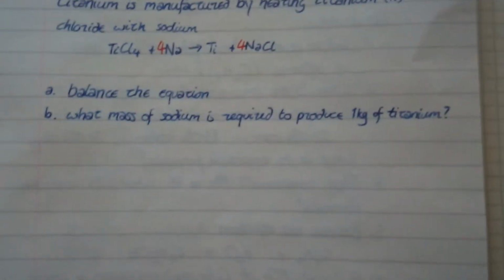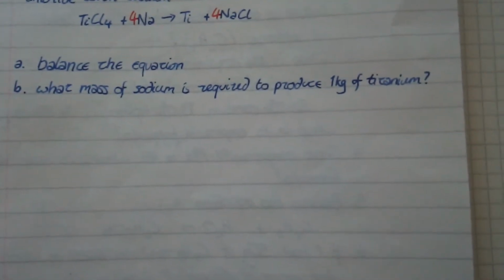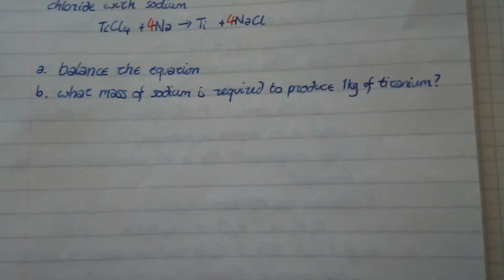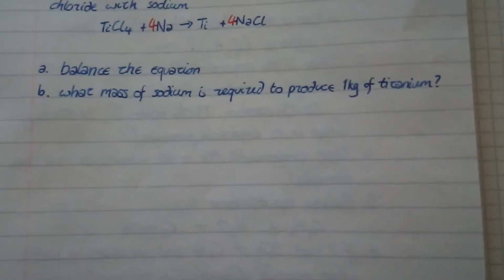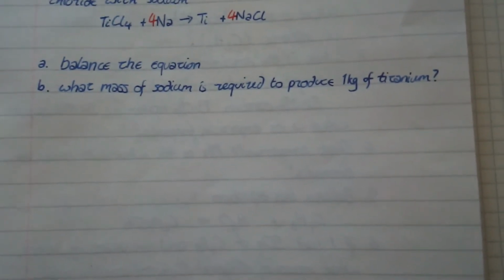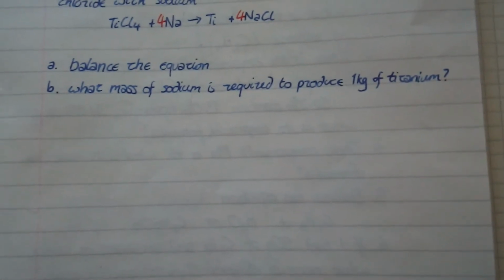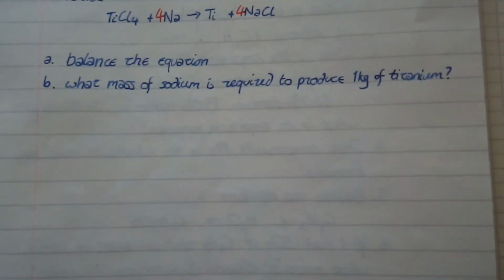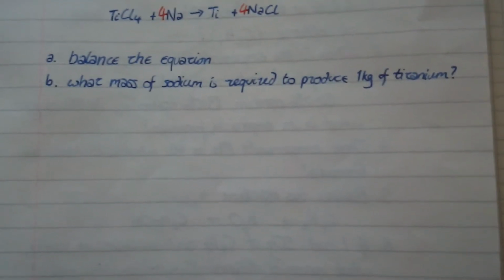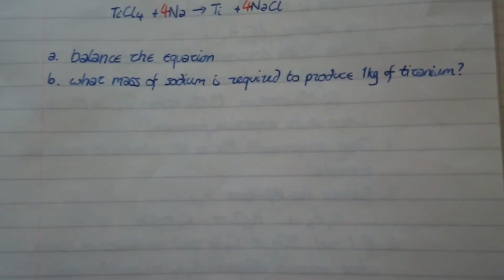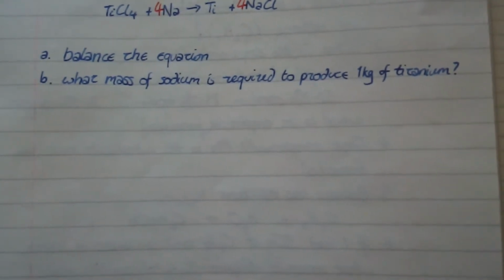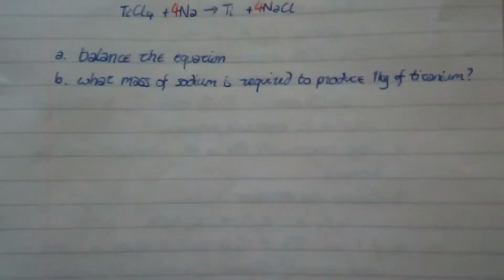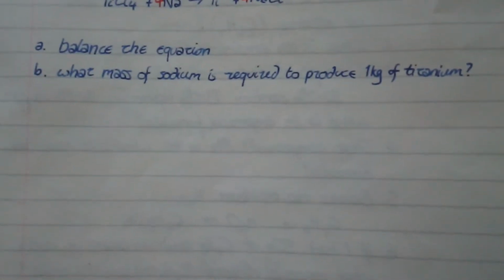Now we need to work out what mass of sodium is required to produce 1 kilogram of titanium, and we're going to work through it exactly the same way as before. We're going to calculate the MRs, figure out what masses we've got, do our lovely mole ratio and times it by the MR and get the total mass of sodium that we need. Pause the video, do that. If you're struggling, come and see what I'm doing. Here we go with the answer. What mass of sodium is needed?